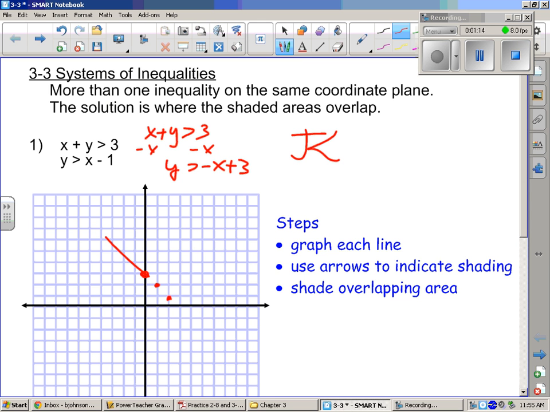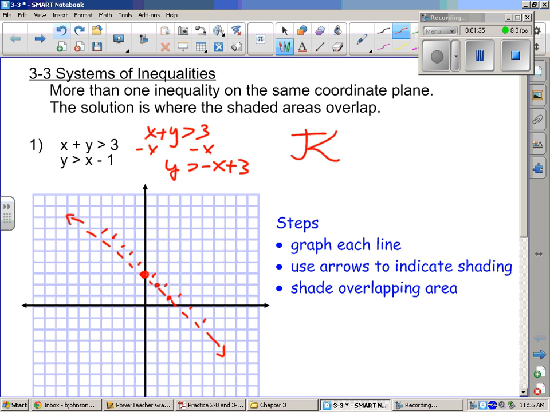Oh, I already made a mistake. Back it up. I have to do a dotted line because it's not an equal to. All right, as far as shading, this says greater than. Greater than means shade above. Now I'm just going to show some little bitty shading here because if you start doing too much, it gets a little crazy and then it's hard to tell what's what.